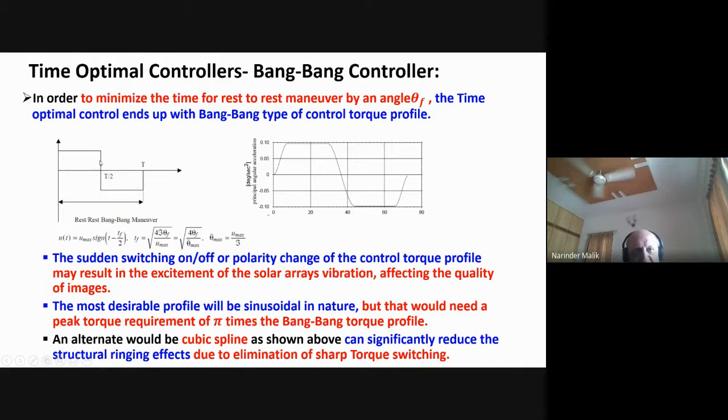So what is the alternate? The alternate is something in between, called a cubic spline. Cubic spline means you slowly build the torque and come to a peak value, then slowly start decreasing, go to the negative value, apply negative maximum torque, and then slowly bring it back. This is the cubic spline method, which is in between the bang and the sinusoidal profile.